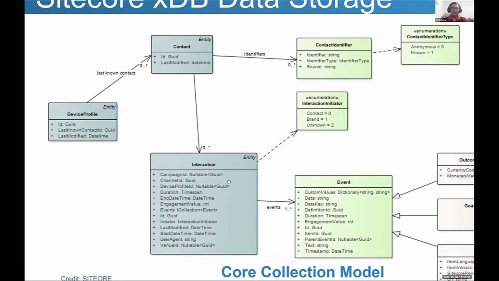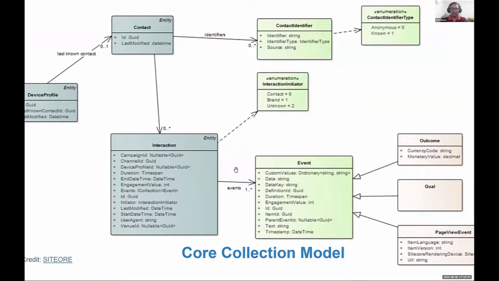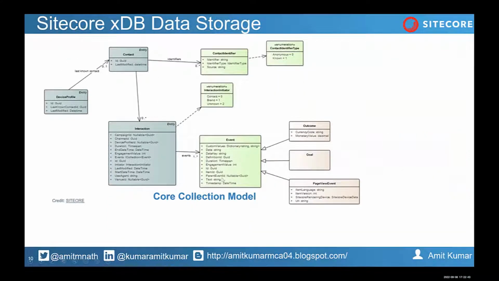So with the help of this core collection model, Sitecore is collecting the data and giving back to the end user while you are performing any action. So for example, if you are doing the subscription into your website, then you will be using the add contact, then you will be setting the facets, right?